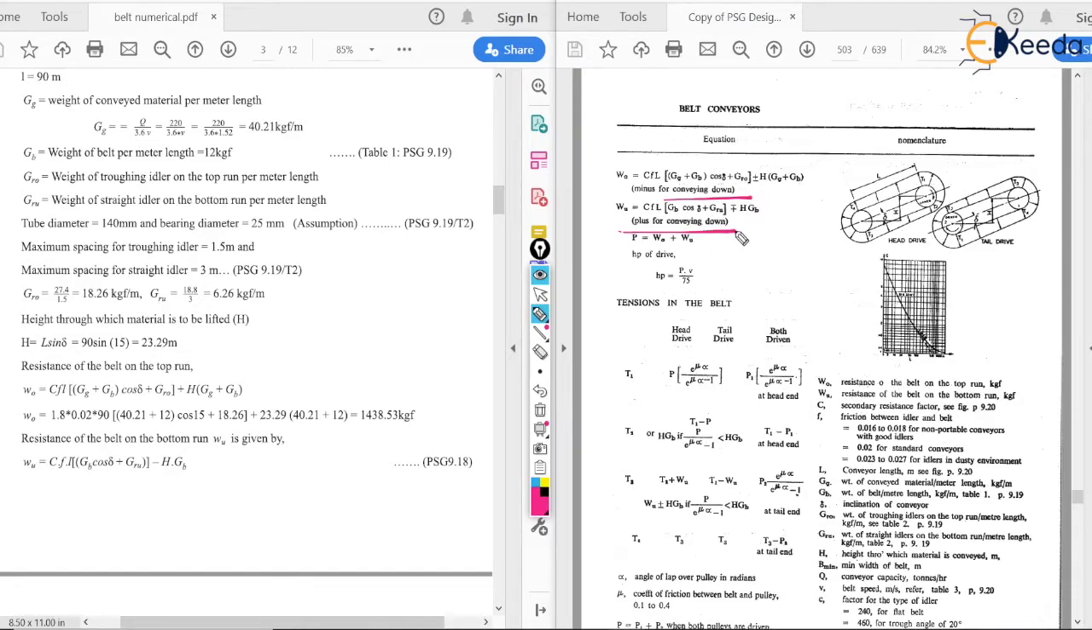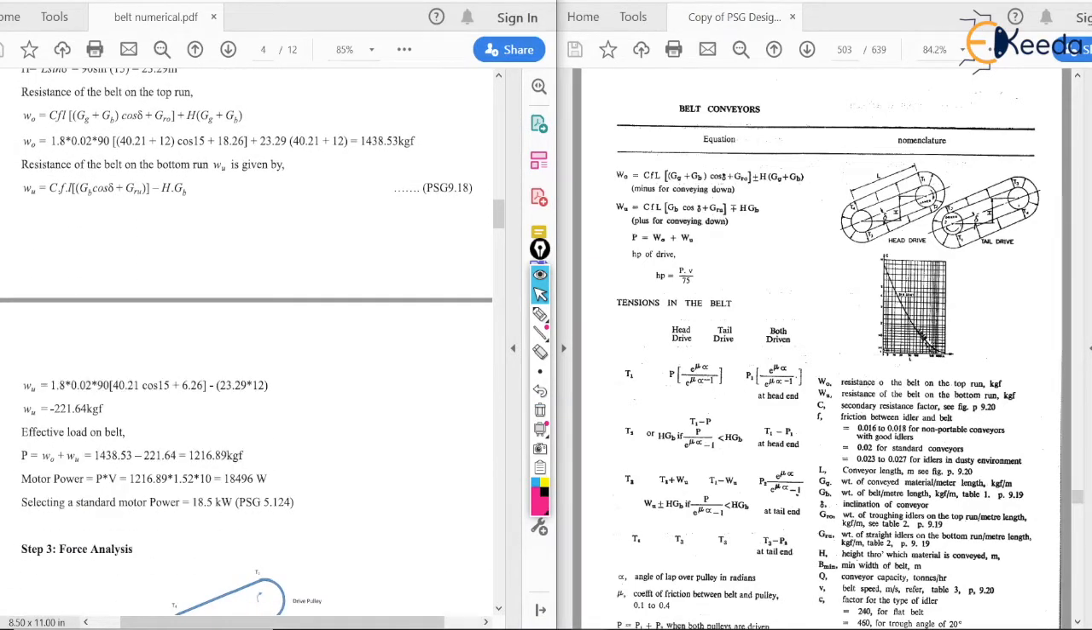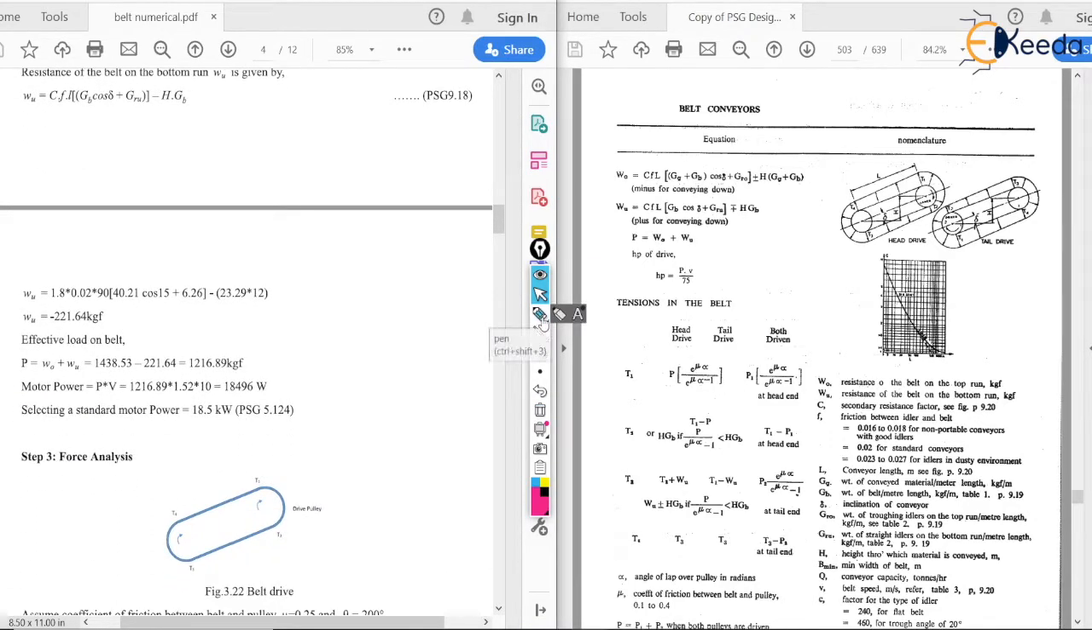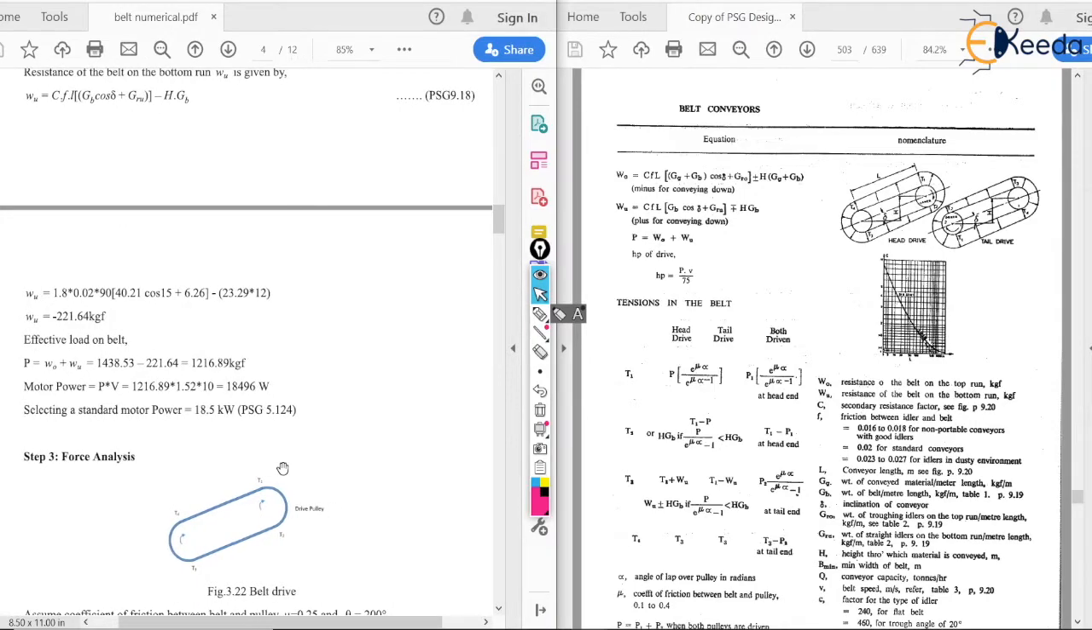So in the previous formula we have taken plus because here it is conveying up, and here we have taken minus. Why is that so? Because minus is for conveying down. So from the formulas you can check for plus or minus. So we got all the values for W also, and we can directly calculate it, and it came out as a negative value, that is W is equal to minus 221.64 kgf.